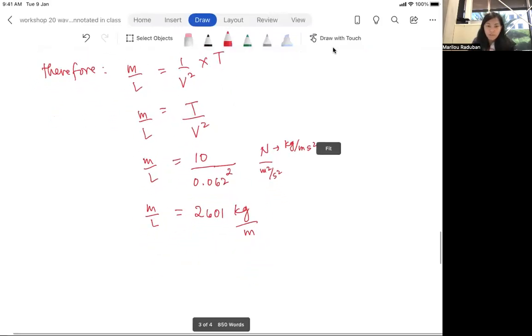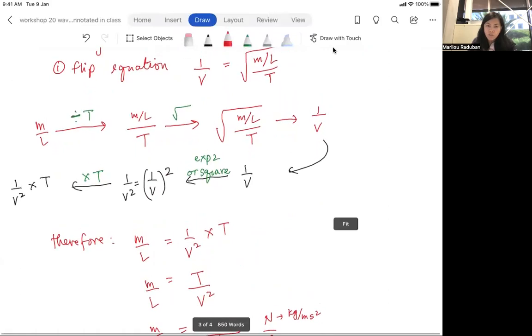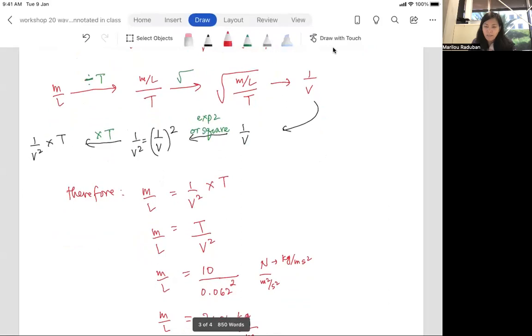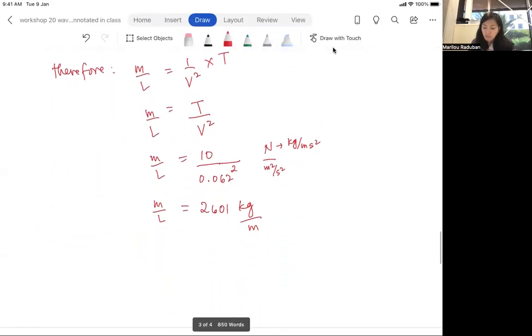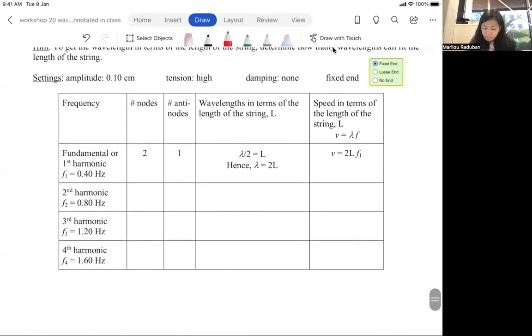So I guess rearranging this equation was the trickiest bit here. Once you've rearranged that, it's a matter of plugging in the numbers. The last one is for the standing waves. This one you really have to use the simulation to visualize.